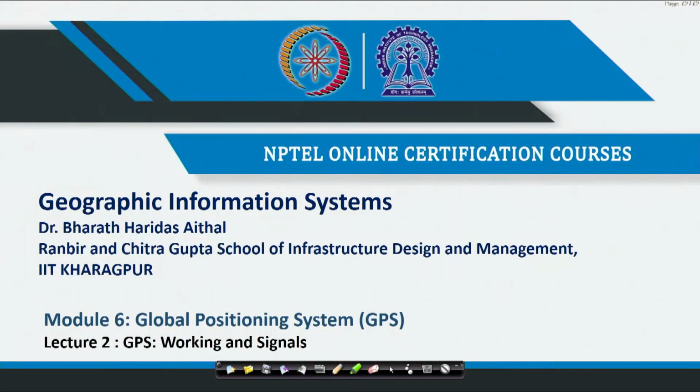As I said in the previous class, we would be looking at the entire module of Geographic Positioning System. In the previous class, we learned about how the Geographic Positioning System has evolved over a period of time. We also looked at different segments. When I say segments, these are the different parts of a GPS system.